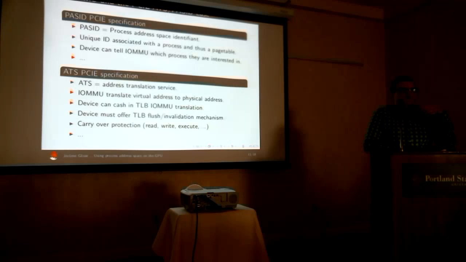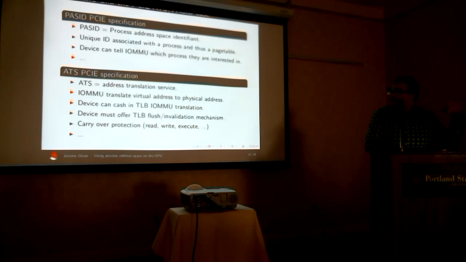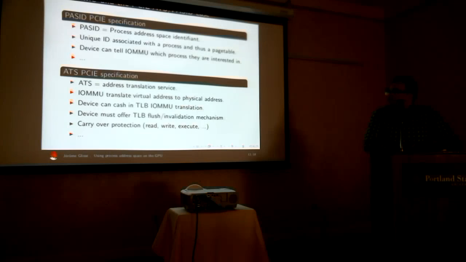For each PCI Express transaction you do with the root complex, you can say, I'm doing a transaction and I'm only interested in this process address space. This transaction is about this process address space. And you give this unique ID inside the PCI Express transaction. This basically tells the I/O MMU, okay, you're looking at this process address space, so you want to use this page table.